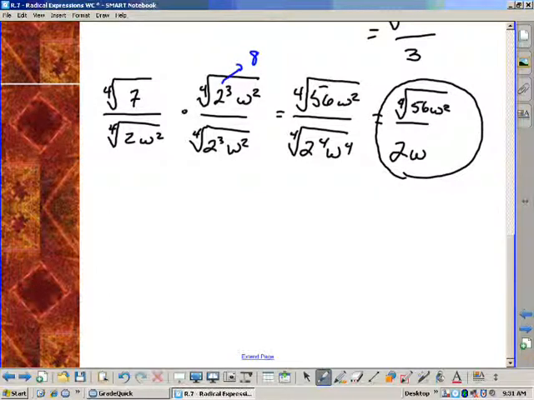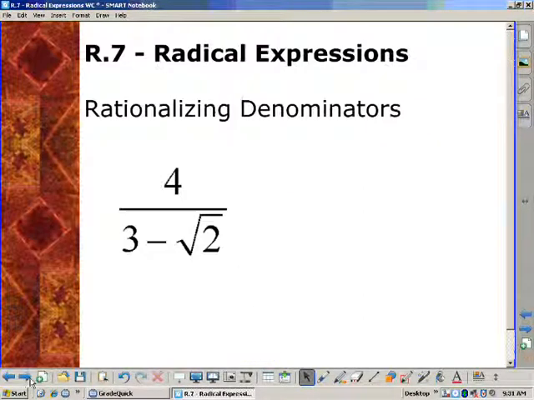So much like with some of the other things we talked about, if you've got multiple variables down here, treat each of the variables separately and say, okay, what do I need to do with this variable to get to the 4th power? What do I need to do with this variable to get to the 4th power? Or whatever the index is on your root.